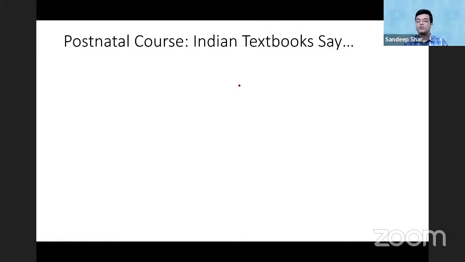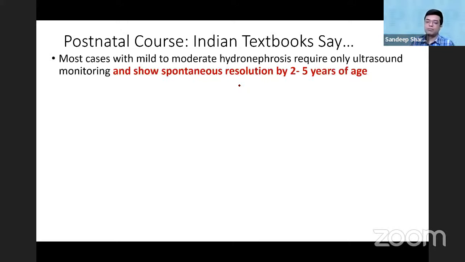Then, what will we do in the postnatal course? How are we going to manage? In the postnatal course, actually, Indian textbooks, Indian data, and Indian guidelines are more clear and more specific. Most cases with mild to moderate hydronephrosis will require only ultrasound monitoring according to the risk stratification we discussed. And most of them will show spontaneous resolution by 2 to 5 years of age. So please remember this point. A one-liner MCQ can be asked: by 2 to 5 years, most of them will resolve.